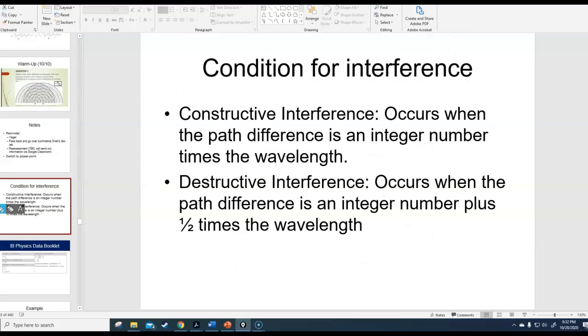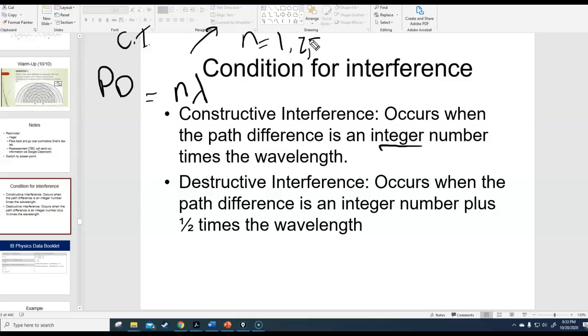Make sure you add this to your notes. Just to summarize what you were supposed to see on the last few slides: you get constructive interference when the path difference is a positive integer number times the wavelength. In other words, you get constructive interference as long as the path difference is equal to n times lambda, where n is equal to 1, 2, 3, 4, and so on.